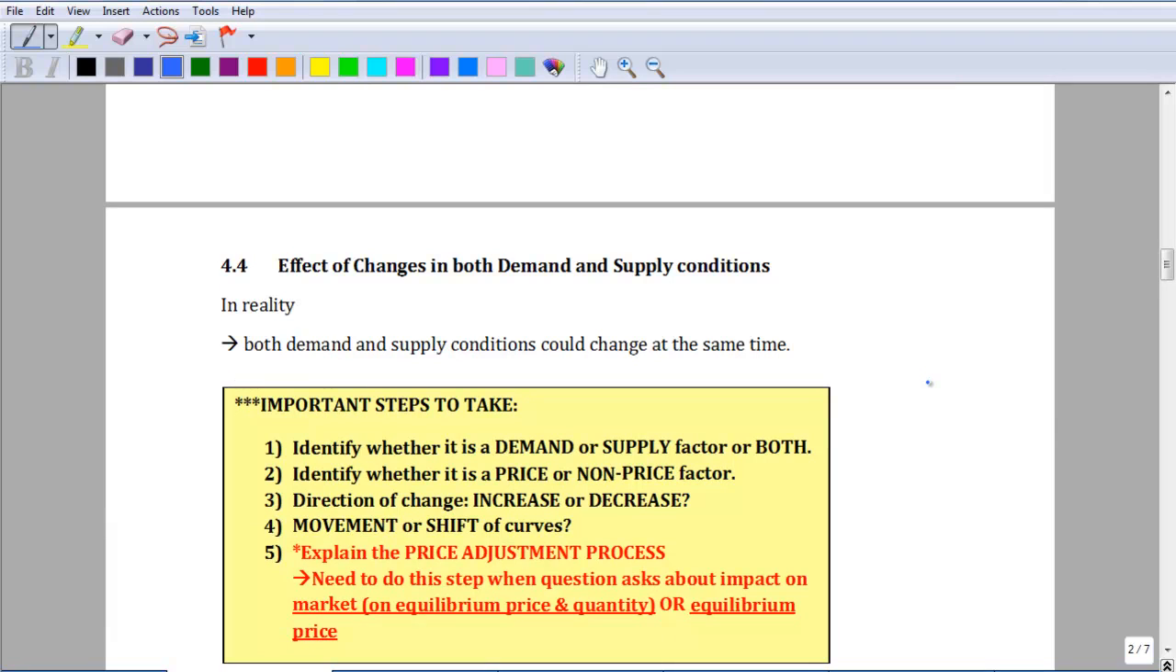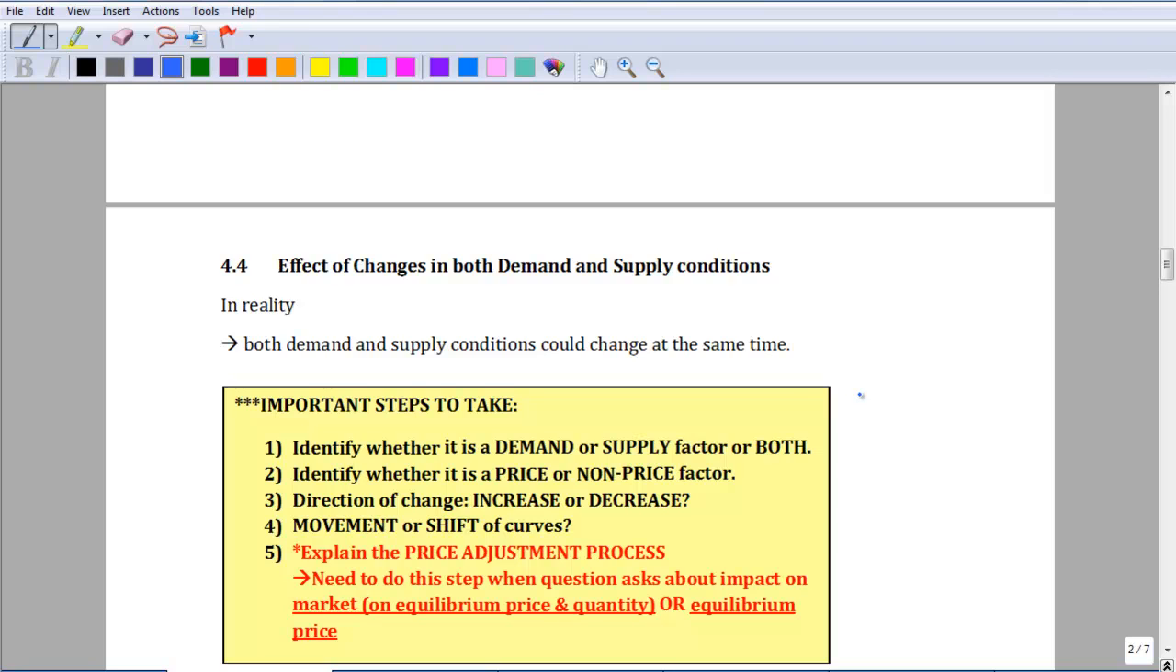First step, look at the scenario that's given to you, which could be in the preamble of an essay or in the case study abstracts. Identify whether the scenario illustrated a change in demand or supply factor or both. Now, the scenarios could be more than one, so you have to read very carefully. After you have done that, move to point 2. Identify whether it is a price or non-price factor.